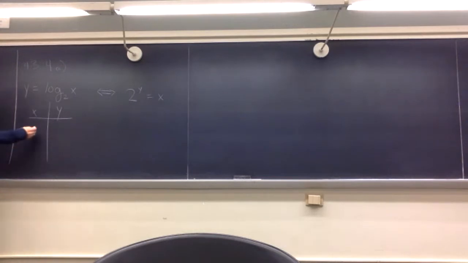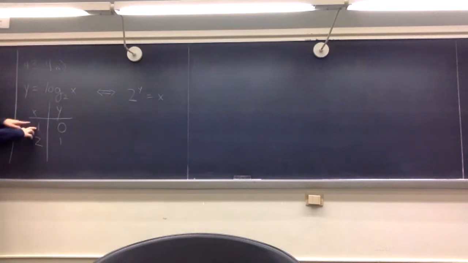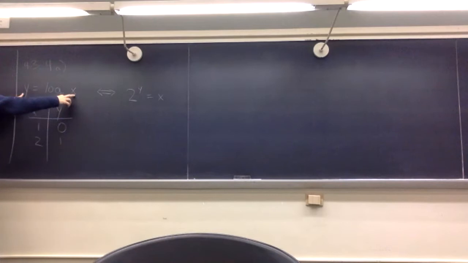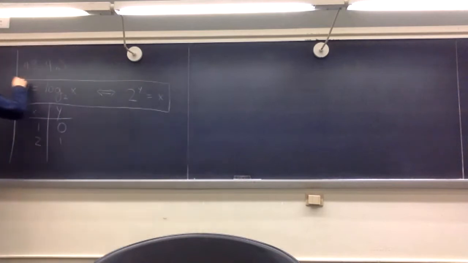So let's just go with 1, which is obviously 2 to the 0th power. We look at 2, which is obviously 2 to the 1st. So I'm picking for my x a power of 2 and asking myself, what is the power? And that's my output. Okay, so these are equivalent statements. Very important to remember and switch back and forth between when graphing like this. So I'll just keep filling in some more here.